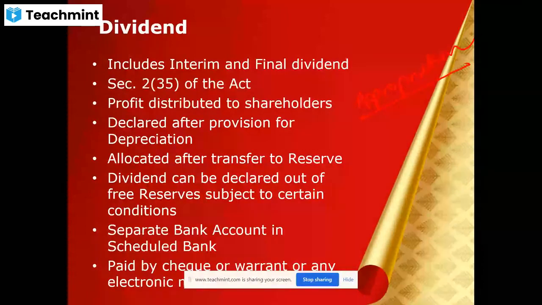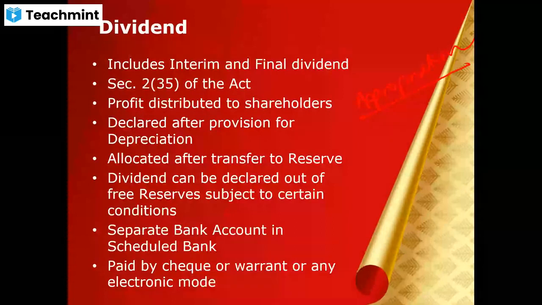Now the dividend should always be declared after the provision for depreciation and not before the provision of depreciation. It is allocated after transfer to reserves. After earning the profit, you will transfer some amount to the reserves and only then will you allocate the dividend. Dividend can be declared out of the free reserves subject to certain conditions. A separate bank account should be opened in a scheduled bank for declaration and payment of the dividend. Dividend can be paid by cheque or warrant or any electronic mode.